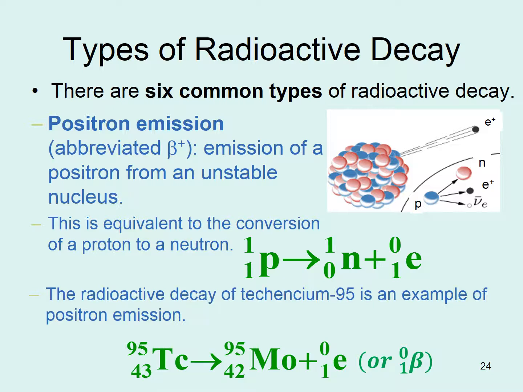Here's an example of positron emission, the radioactive decay of technetium-95. You can see technetium with 43 protons and a total mass number of 95. The mass number hasn't changed, but the number of protons has gone down 1 to become molybdenum, and then a positron particle is emitted.